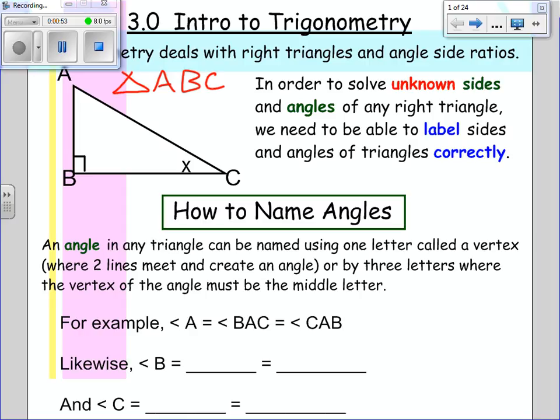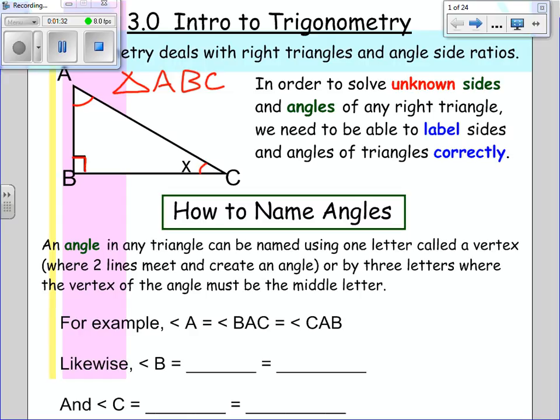So that's down here. It says an angle in any triangle can be named using one letter called a vertex, where two lines meet and create an angle. Or it could be named by using three letters where the vertex of the angle must be in the middle. If we were just talking about it, I would call this one angle A, because it's in the corner where the big A is. I would call this one angle B, and this one angle C. So if we're talking about it, that's how I would refer to these things.